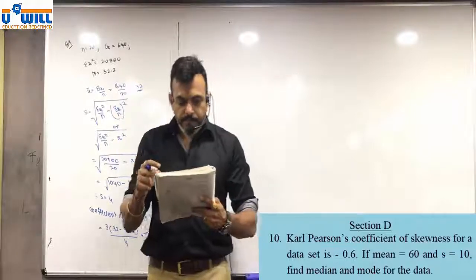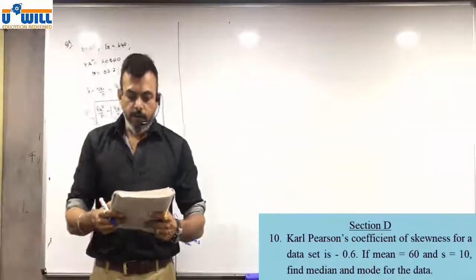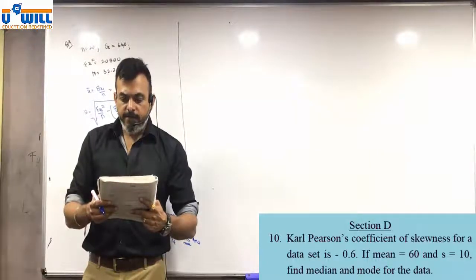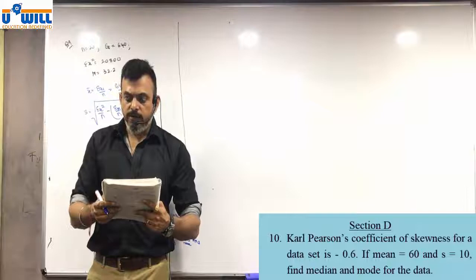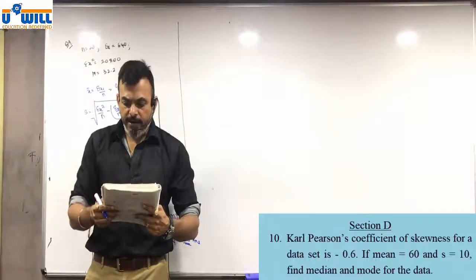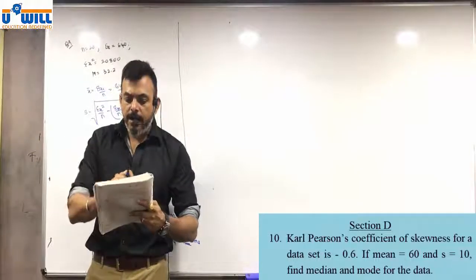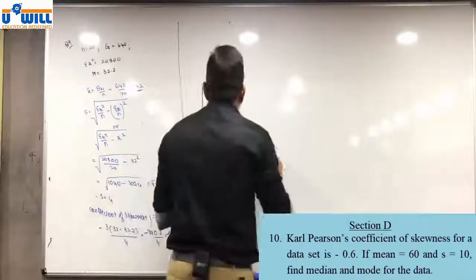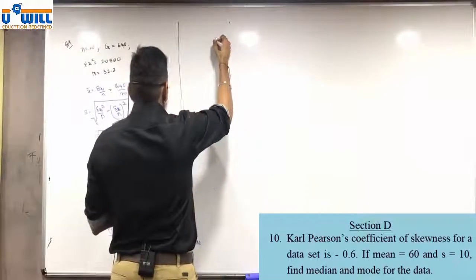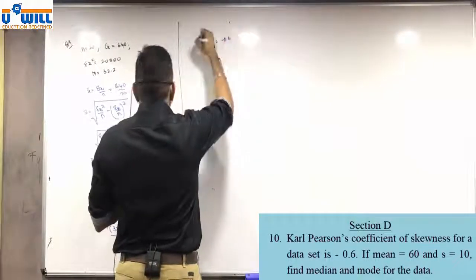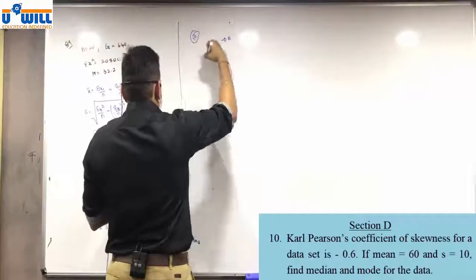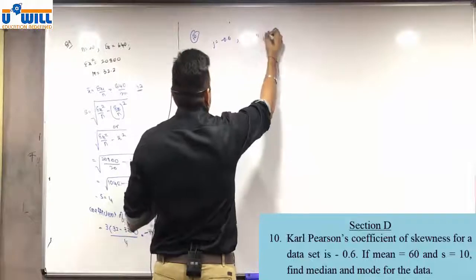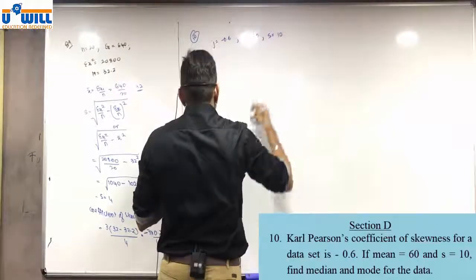Question number 10. Karl Pearson coefficient of skewness for a data set is minus 0.6. If mean is equal to 60 and standard deviation is equal to 10, find median and the mode for the data. Now let's write what is given. Coefficient of skewness J is equal to minus 0.6. Mean x bar is equal to 60 and standard deviation is equal to 10.